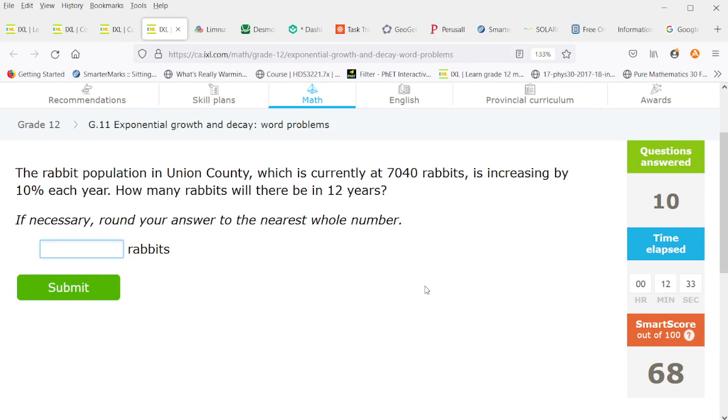The rabbit population in Union County, which is currently at 7,040 rabbits, is increasing by 10% each year. Percent increase, again, we're adding to 100, writing it as a percent. So we have 7,040 times 1.1 exponent 12, because 1.1 represents 110%. So that's 220,995 after rounding.